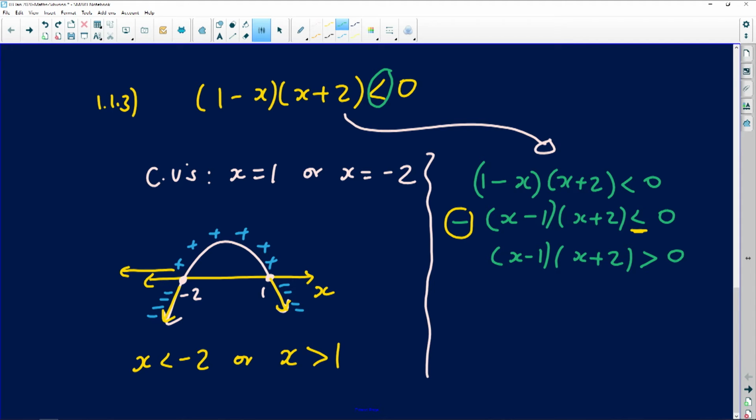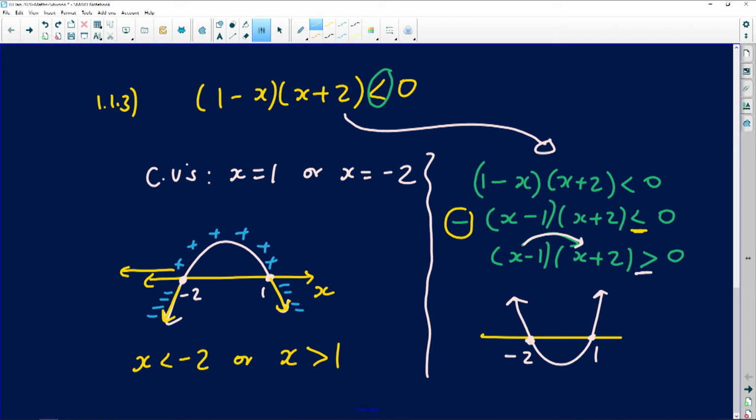Now, this one that you're looking at, x times x here, would produce a positive product, which means the graph that you would be working with now would be a smiling face parabola because the product of x and x will be positive x squared. Your critical values are still the same, it's negative 2 and 1.